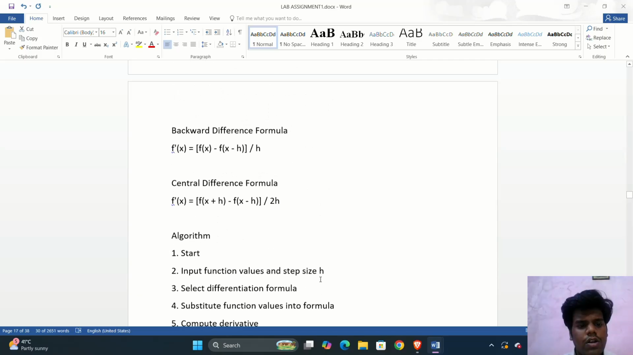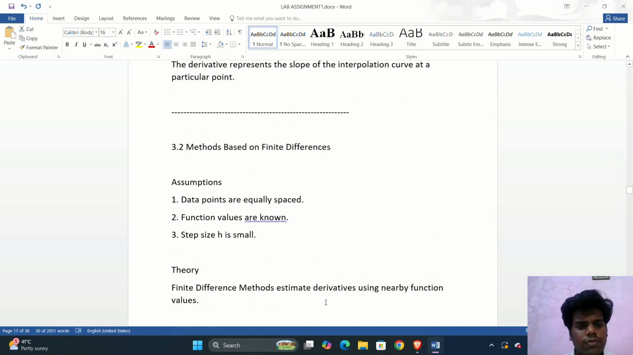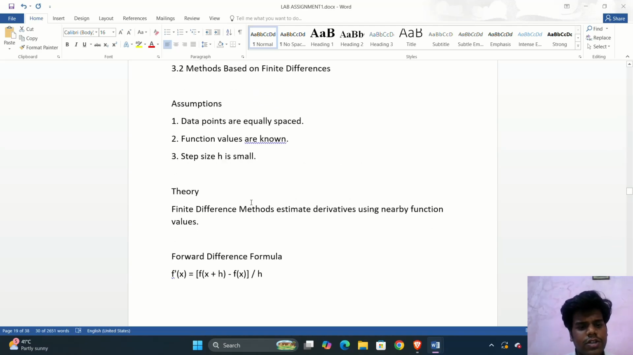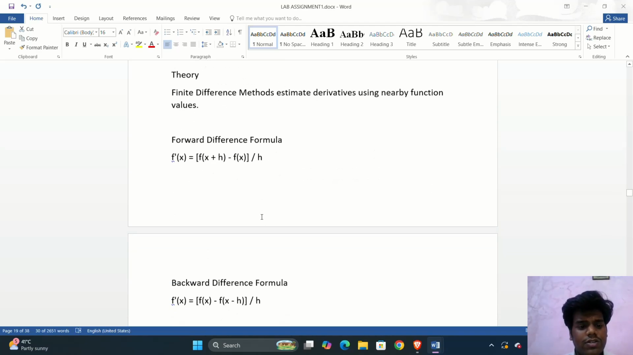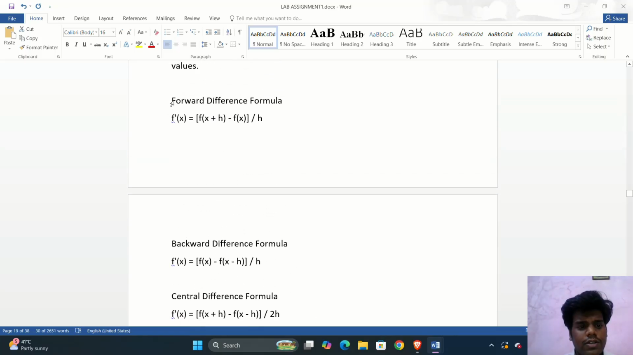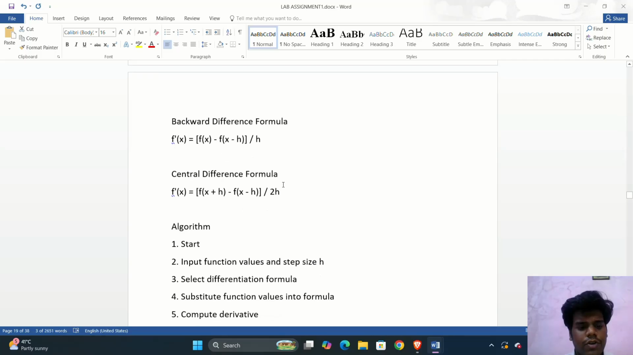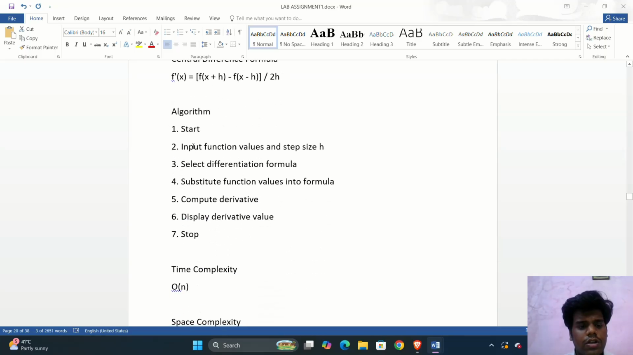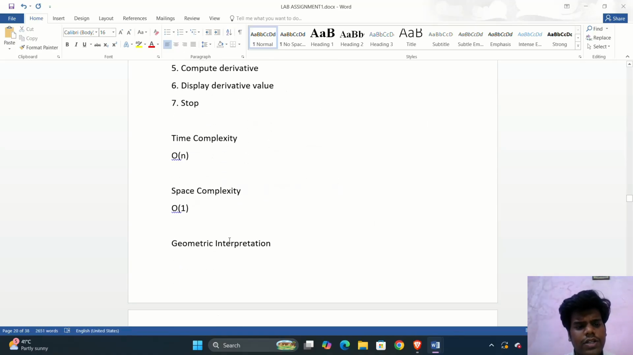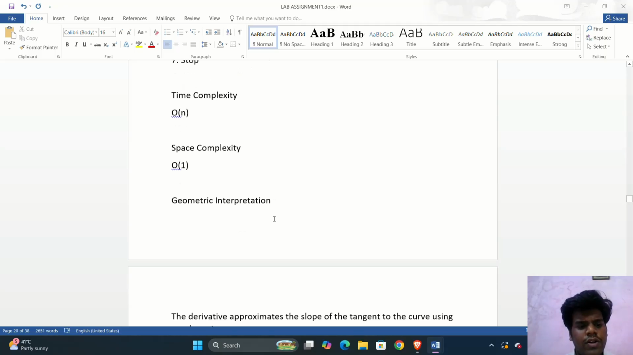Now move to the fourth, the method based on finite difference. Data points are equally spaced, function values are known, and the step size is small. There are three formulas we can work on, and we compute it in the algorithm: start. That was the algorithm; you can check, I highlighted it there. Now time complexity O(n) and space complexity O(1).